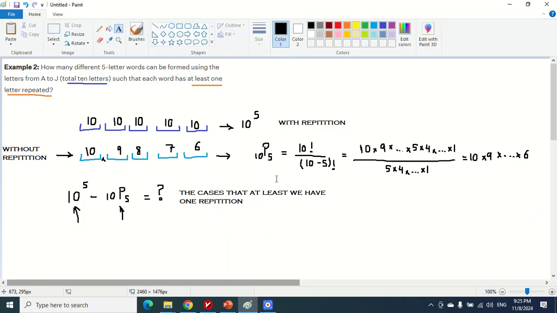As you can see over here, if we wanted to solve that question directly, at least we should look for 2 repetitions, 3 repetitions, 4 repetitions, and 5 repetitions as well. It's too difficult to solve that way, because you should calculate all those cases and add them together. But with this simple technique, the subtraction of all cases without repetition from the cases where repetition is allowed, we can find the cases that at least have 1 repetition, and we solve this question. As you can see, some difficult questions can be simplified easily by using simple techniques.